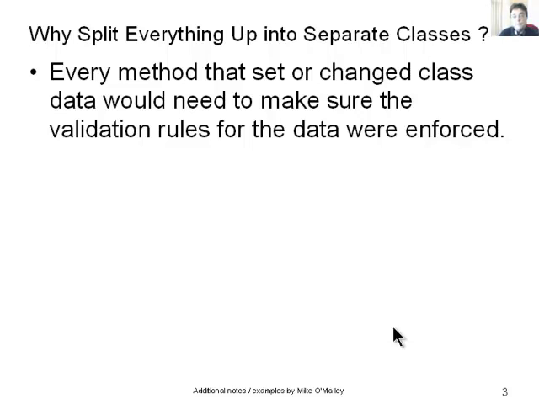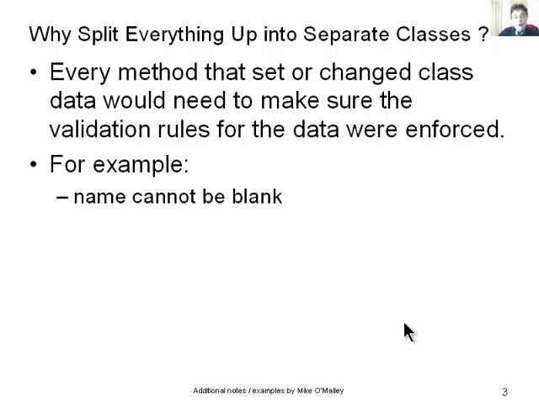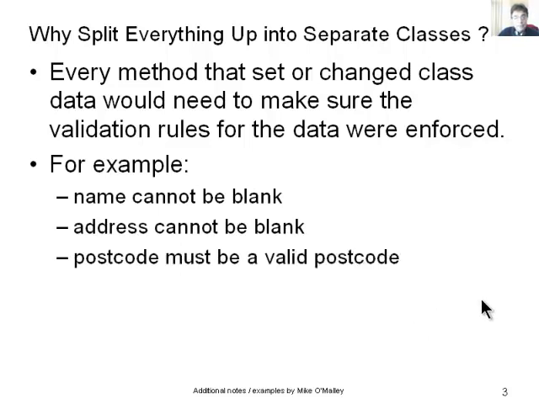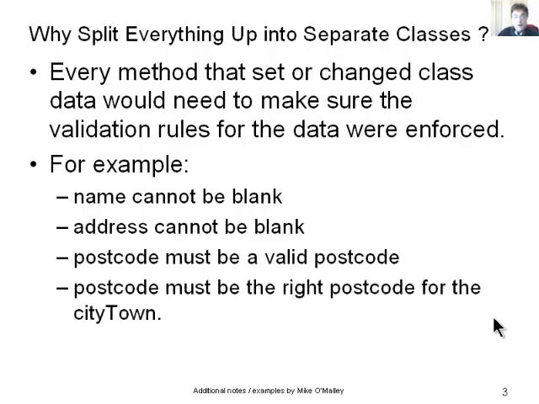Before we move on, every method that set or changed class data would need to make sure the validation rules for the data were enforced. So all of the set methods, the constructors, everything else would have to make sure that the validation rules for the data are enforced. For example, you might have a business rule that names cannot be blank, address cannot be blank, postcode must be a valid postcode, the postcode must be the right postcode for the city or town. All of those are very reasonable validation rules. There could be many, many validation rules. Often there's many rules just for one piece of data.